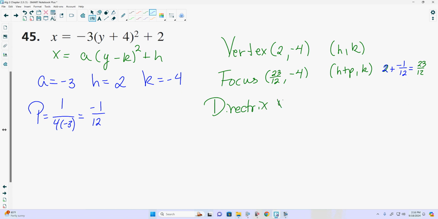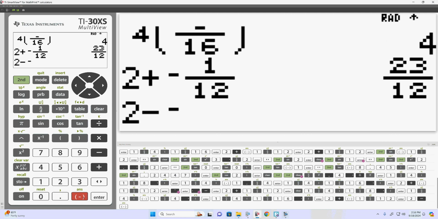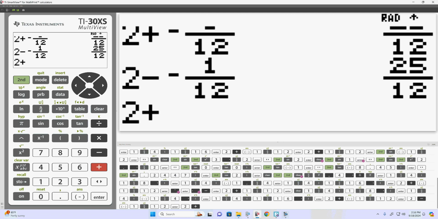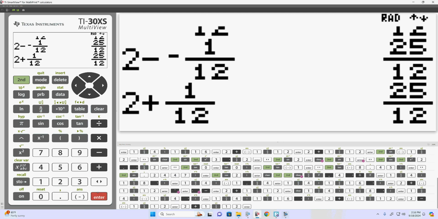Directrix, x equals our h minus p. For us here, it'd be 2 minus negative 1/12. We could type that in, yes. Because if I do 2 minus negative 1/12, we get 25/12. If I do 2 plus 1/12, we still get the same thing, the negative negative. If we fix it before we plug it in to a plus, or we leave it, it will give us the same answer. Calculator doesn't care if we have the minus negative. It understands that to be plus.